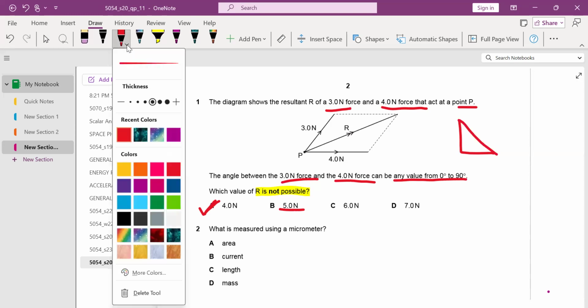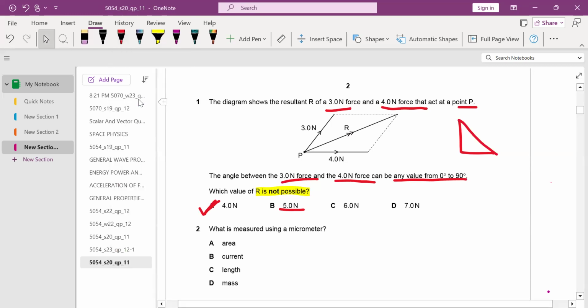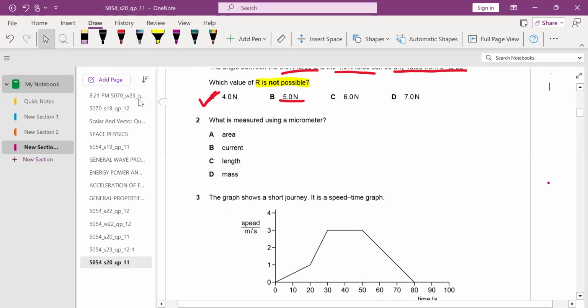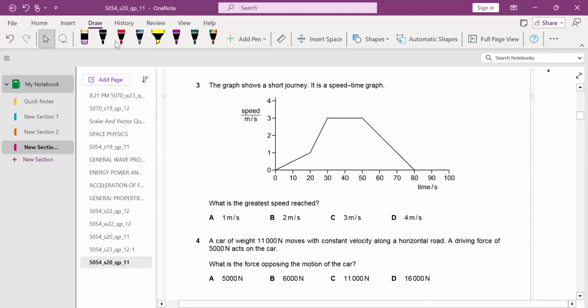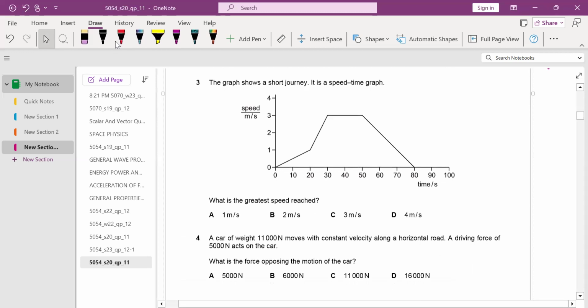Then question number 2. What is measured using a micrometer? So micrometer is used to measure length. Option C is correct for question number 2. Question number 3, the graph shows the short journey. It is a speed time graph. On y-axis, speed is given. On x-axis, time is given. What is the greatest speed reached? The greatest speed reached according to the graph is 3. So 3 is the correct answer, which is option C.